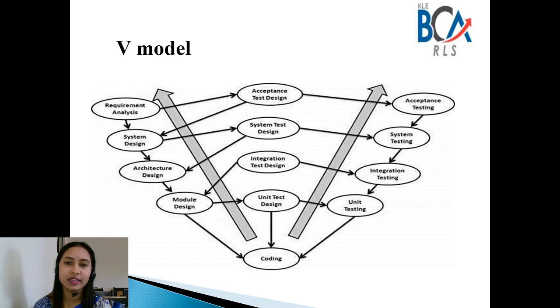As you can see in the diagram, the V model is divided into two parts. The first one is verification on the one side and the other side is validation. The V model is basically an SDLC model where the execution of the process happens in a sequential manner in a V shape. It is also known as the verification and validation model. The model is an extension of the waterfall model, and all the other models are basically designed on the waterfall model.